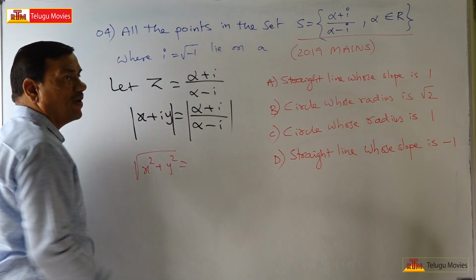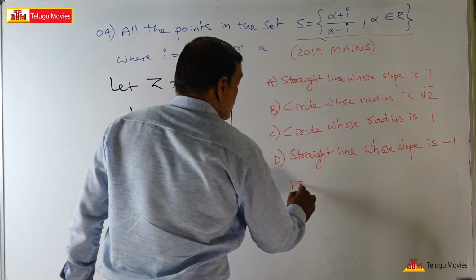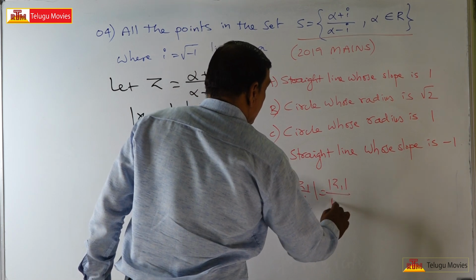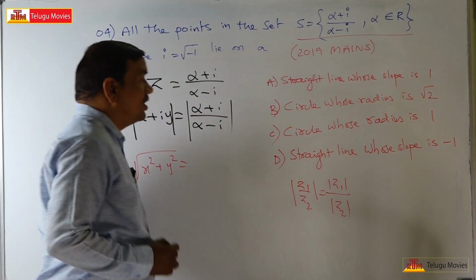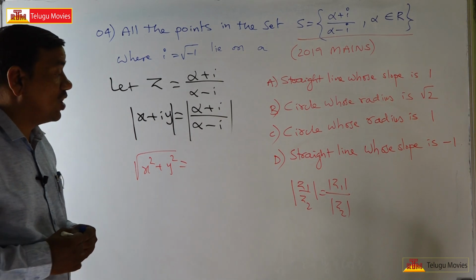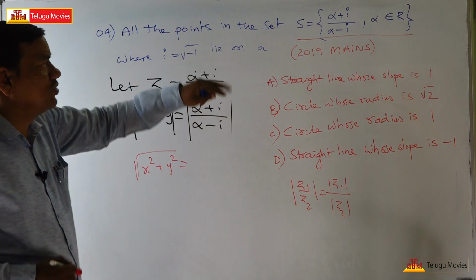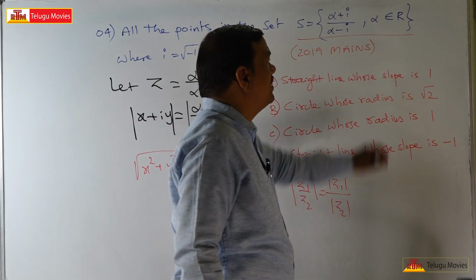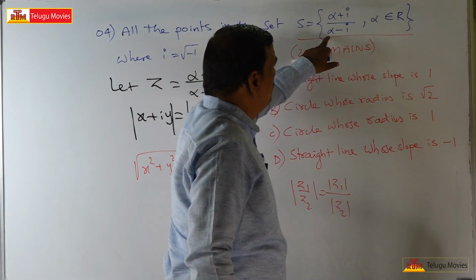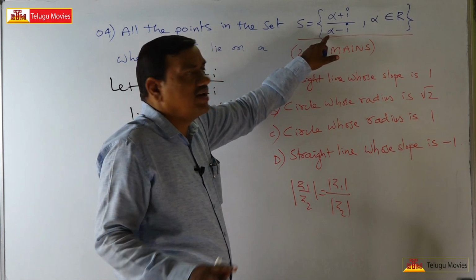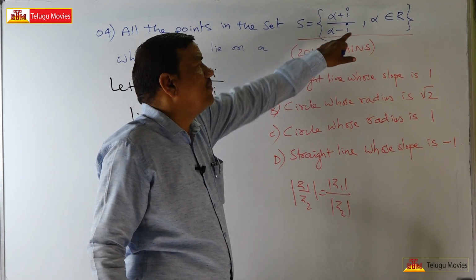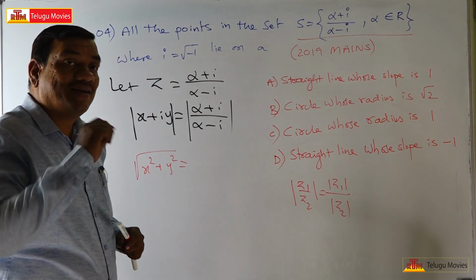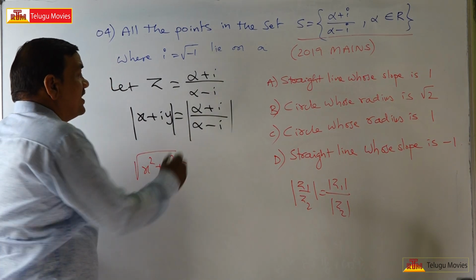We have the property of modulus: the modulus of z1 by z2 is equal to modulus of z1 by modulus of z2, of course where z2 is not equal to 0. Here surely alpha minus i is not equal to 0. Why? Alpha is a real number, so for any value of alpha, alpha minus i cannot be equal to 0. That's why we can apply it.